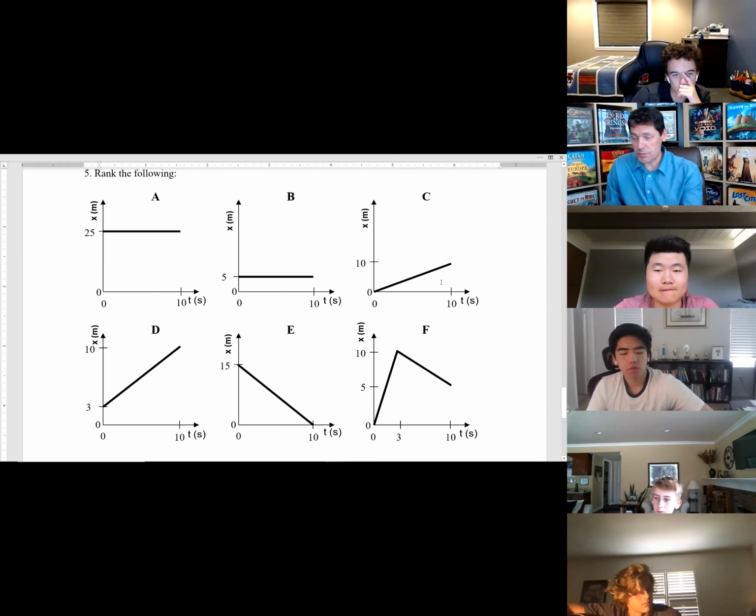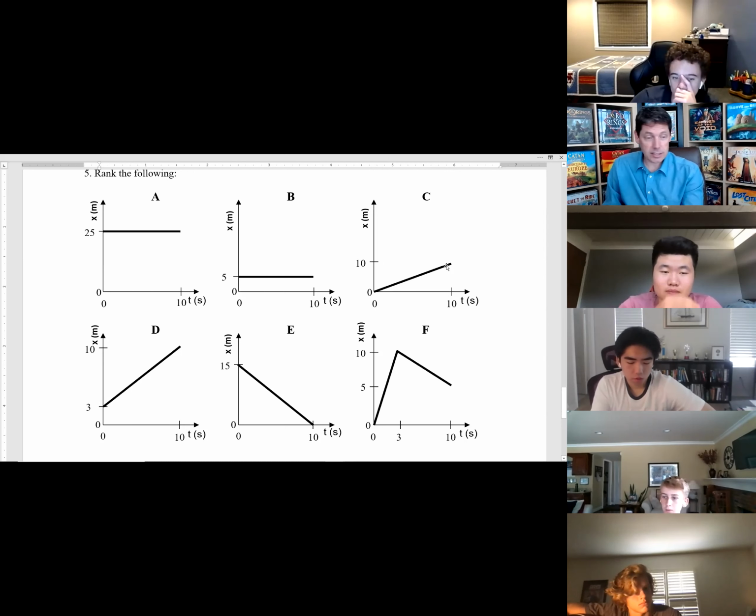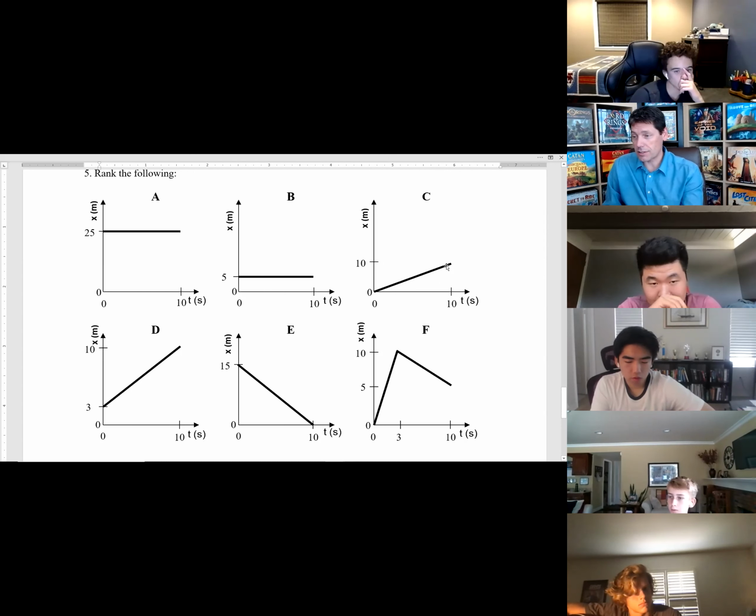Someone different, object C. 1 meter per second. It goes 10 meters in 10 seconds, so that is a 1 meter per second velocity. And it's in the positive direction. So we should say +1 or 1 in the positive direction or 1 to the right, something like that.